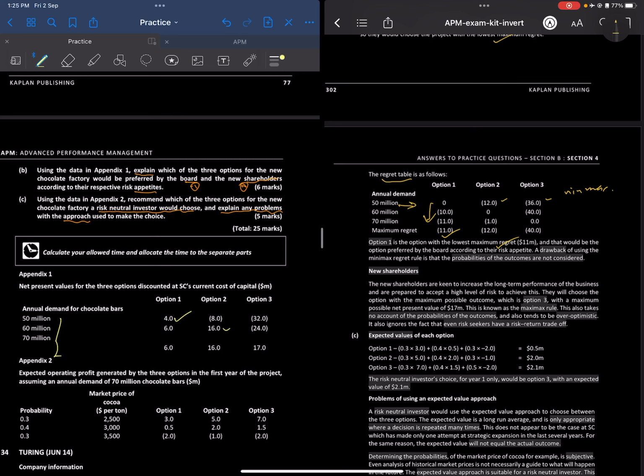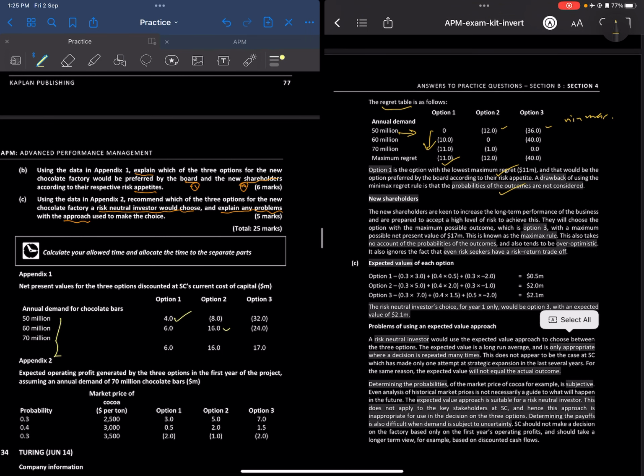And the drawback of using this is that the probabilities of outcomes are not considered. Okay, so the probability of anything occurring is not being considered when you're just using minimax regret, right?